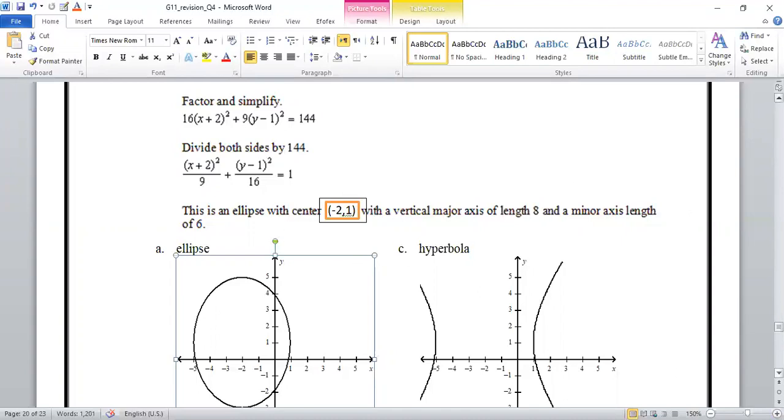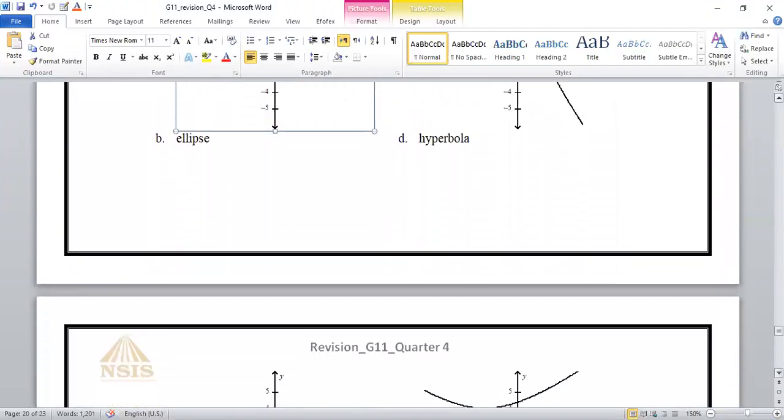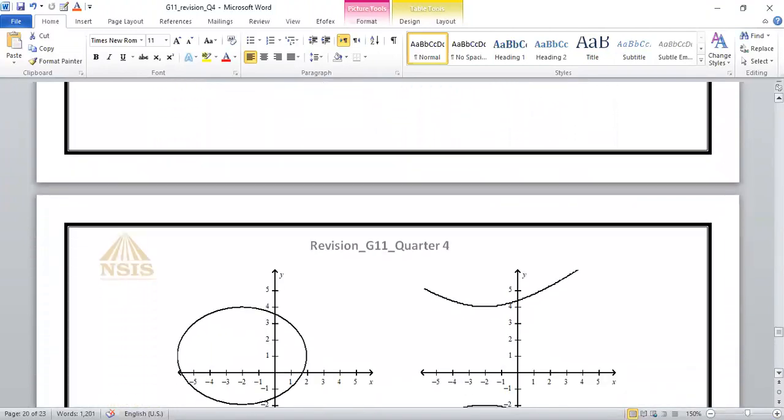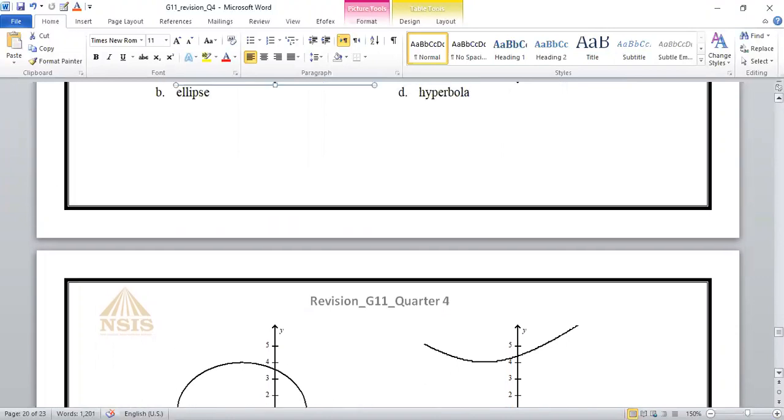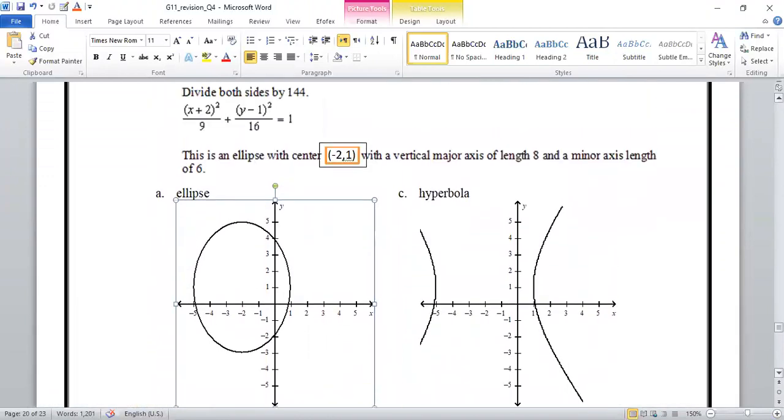Okay, so this ellipse, its major axis is parallel to the y-axis, or vertical. Okay, so the answer is number A. The answer is number A.